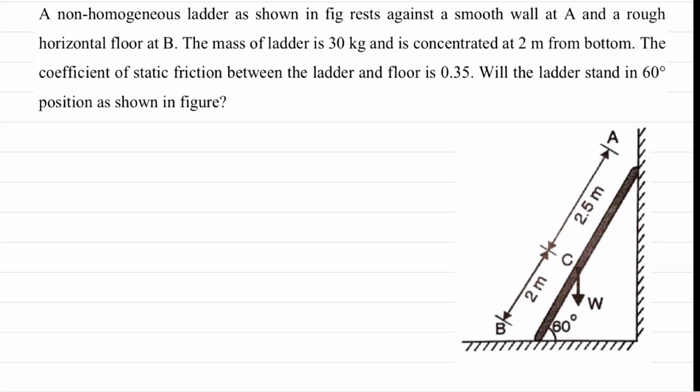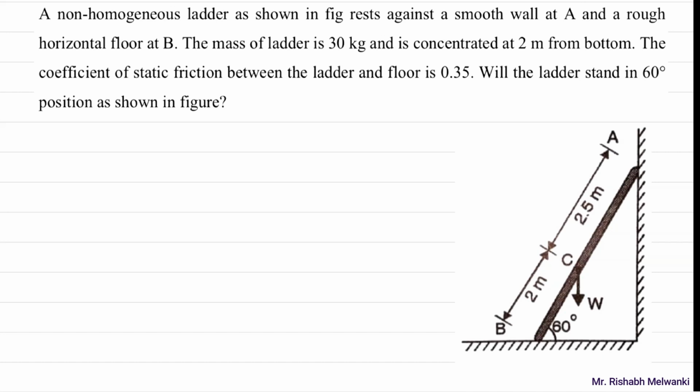So here, understand the question, what is given in the question, and then we will also solve the question. What is given? A non-homogeneous ladder. Now if you consider this ladder, this is non-homogeneous. Non-homogeneous means what? The material distribution is not perfect. There could be some impurity in the material, and the material distribution is not perfect.